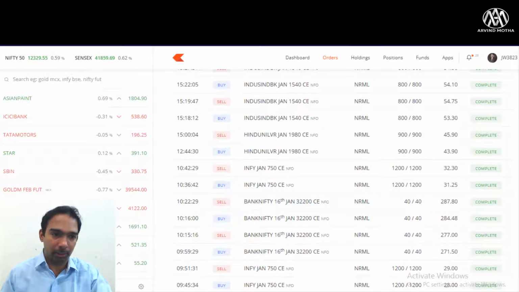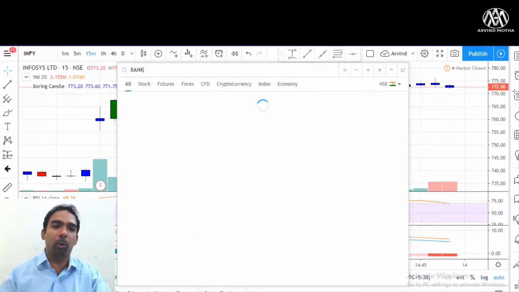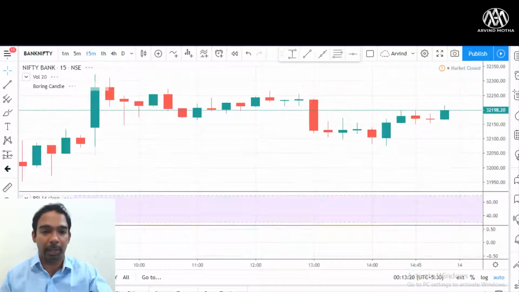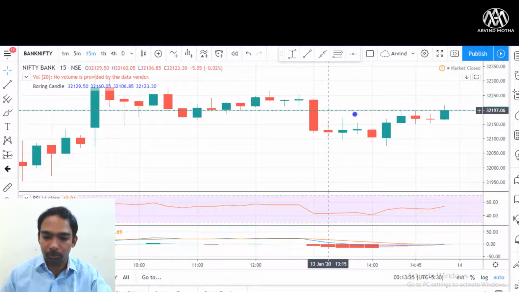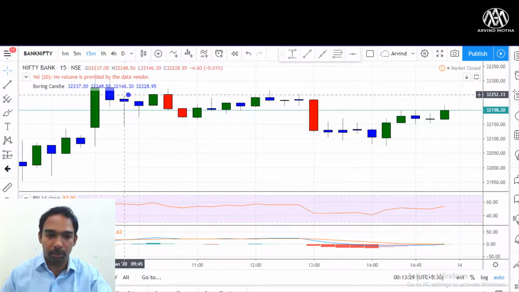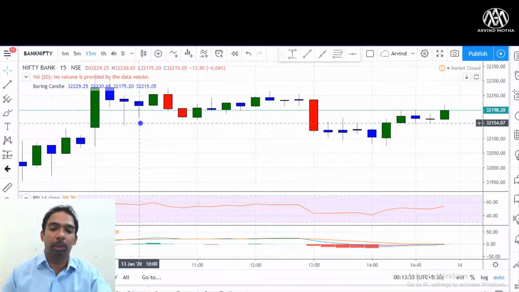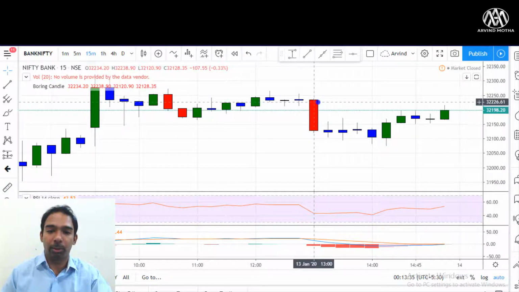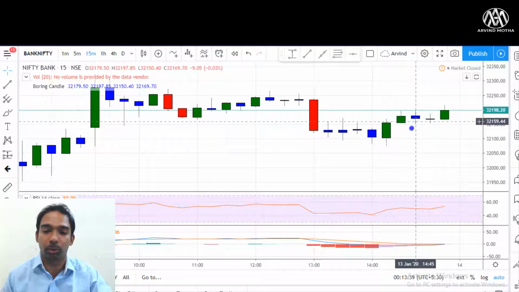So I take Bank Nifty also. Bank Nifty was volatile today, not much movement, even though we had a gap up opening here. You can see we had a gap up opening, but still it is just moving sideways. This whole section was very volatile today, not much movement, but you can see there's a big drop here, and then it again trades in the same zone, range bound.